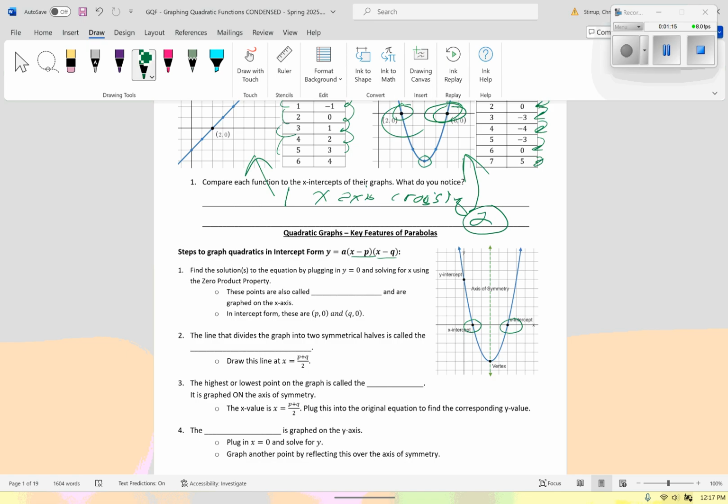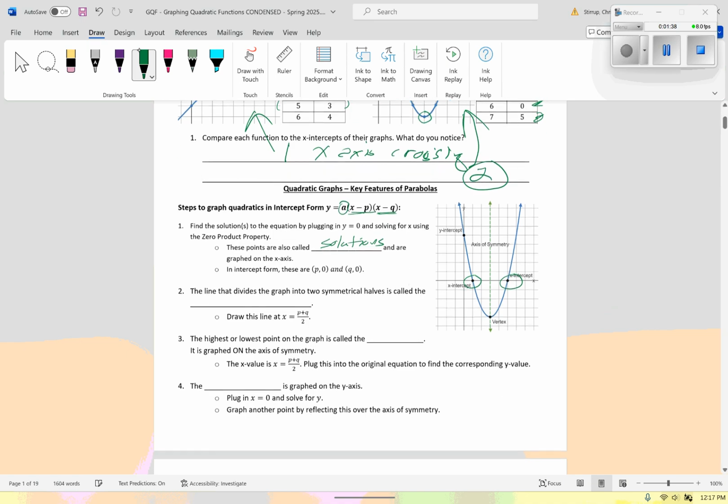It says find the solution to the equation by plugging y equals 0, solving for x. So that's what we've been doing with factoring or the quadratic formula completing the square. These points are also called the solutions and are graphed on the x-axis. So notice we set each of these equal to 0. Notice you might get something out front, that's fine.